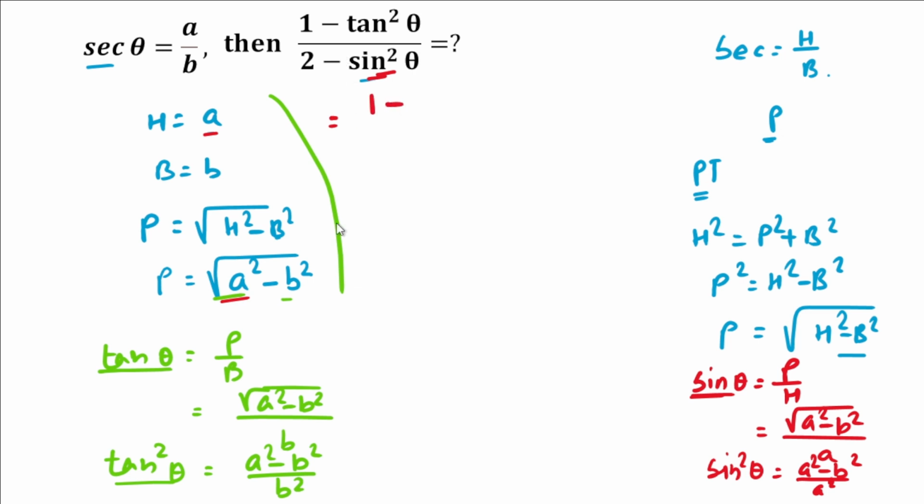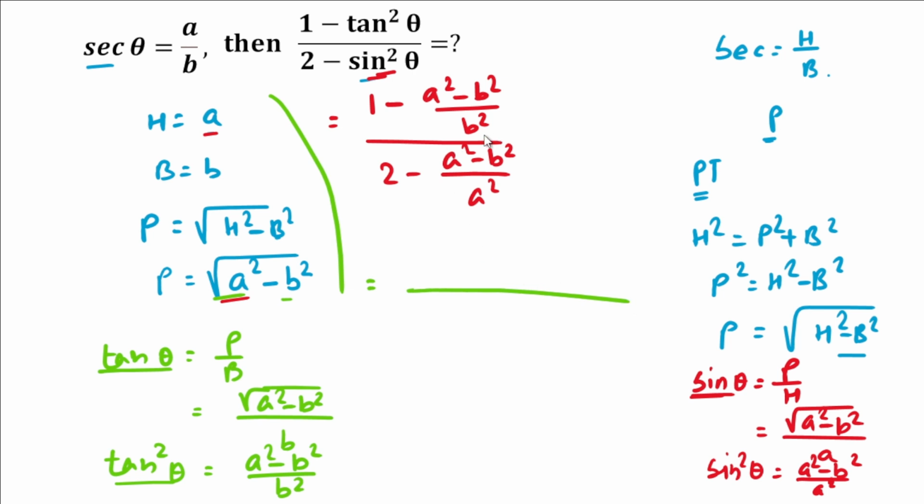So now we'll put the value of all terms here. It is 1 minus tan square theta. So tan square theta value is a square minus b square divided by b square, now divided by 2 minus sin square theta. Sin square theta value is a square minus b square divided by a square. Now we'll quickly simplify this. Now for the numerator value we'll take LCM b square. So now it will be b square, and here it is minus a square, and minus minus plus.